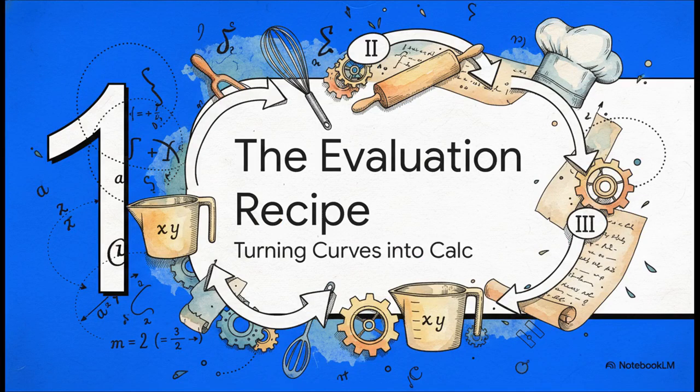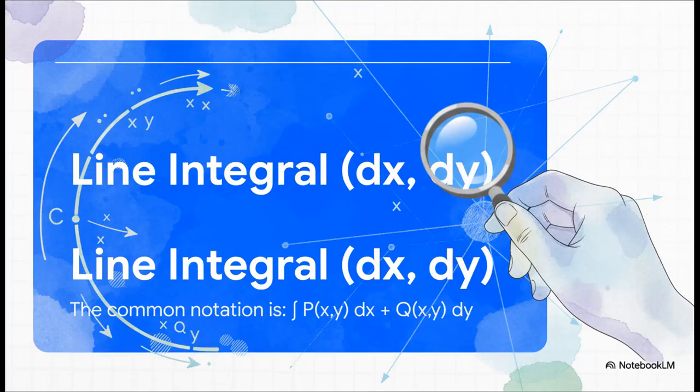So how in the world do we actually calculate these things? I know the notation can look a little scary, but the whole process really just boils down to a super simple 3-step recipe that you can use every single time. Let's walk through it. This is what you'll typically see in a textbook. You've got some function p that's affecting the x direction and another function q that's affecting the y direction, and we're integrating them along some curve c.